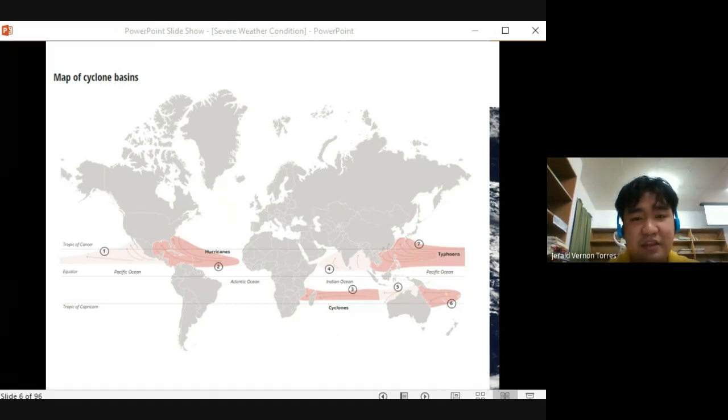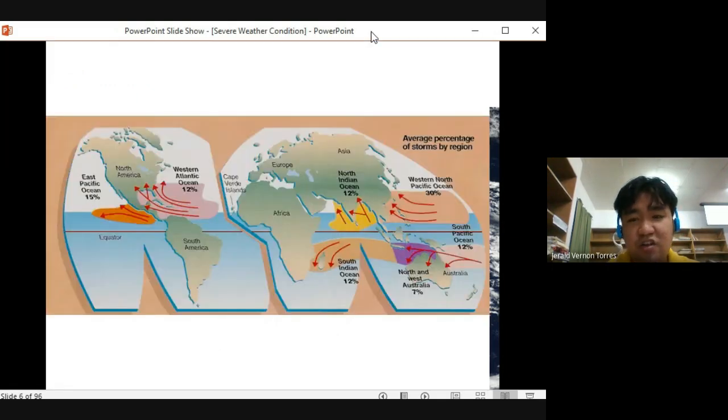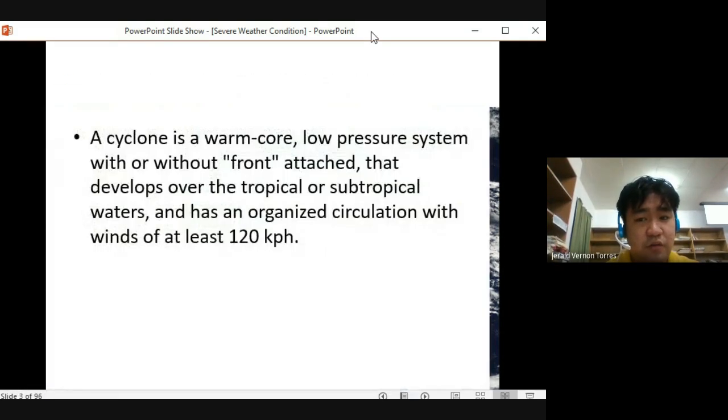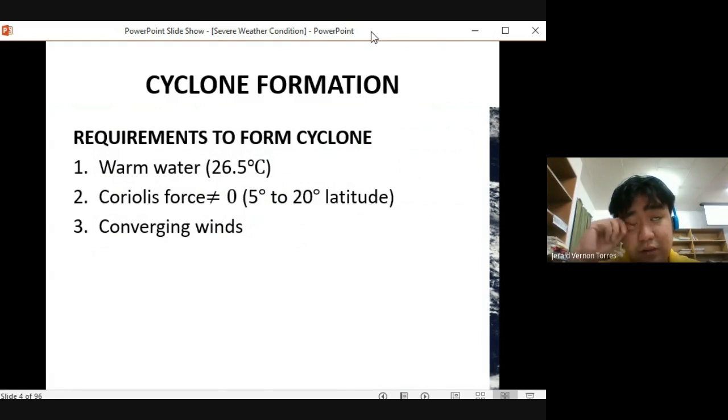And class, that is your general definition of a typhoon, hurricane, or cyclone. If you observe, it is a very complex definition that I gave. Do not worry, we will examine that definition. What does the definition I gave you about hurricane, typhoon, and cyclone mean?